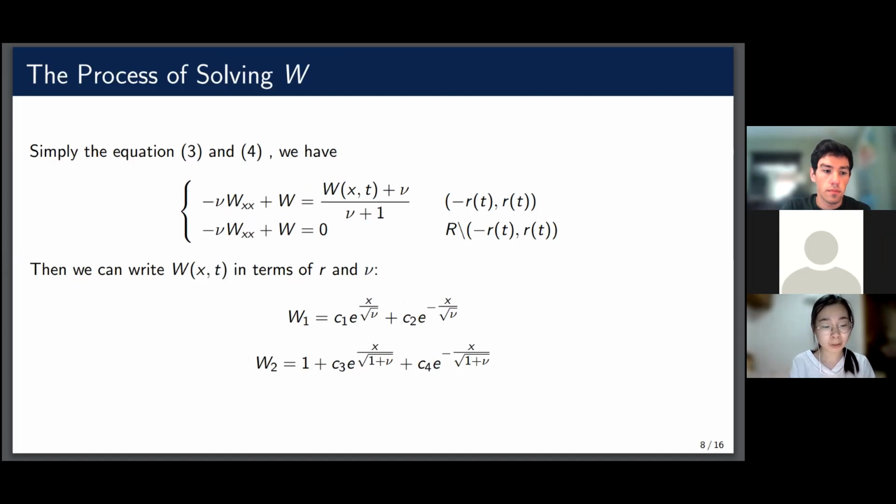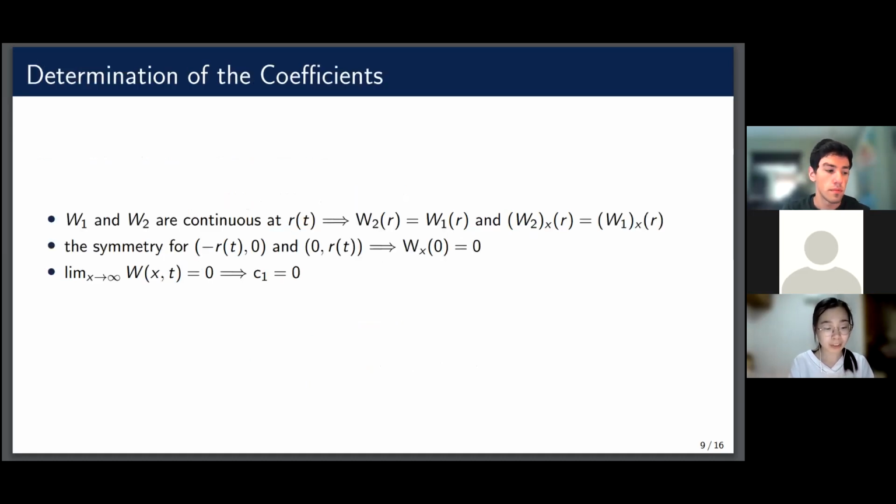We number the solutions of these two equations. W1 describes the state of the model on the interval minus infinity to minus R(t), and W2 characterizes the model on the interval minus R(t) to R(t), where the coefficients C1, C2, C3, and C4 are all unknown. Next, we focus on the determination of these coefficients.